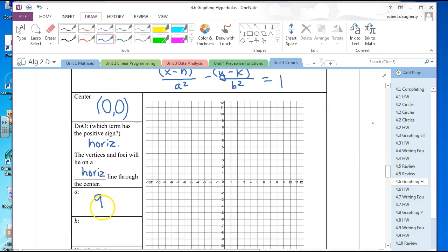A is 9. What is B? 4. Okay. At this point, when I know the center and I know A and I know B, there's a lot I can graph. The center is where? 0, 0? Okay.